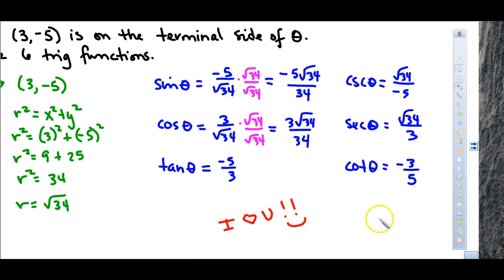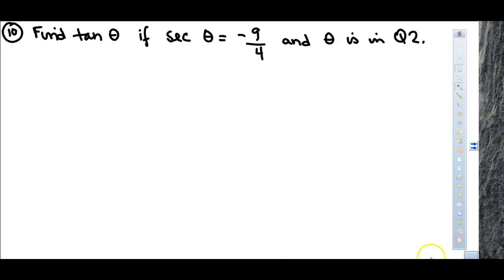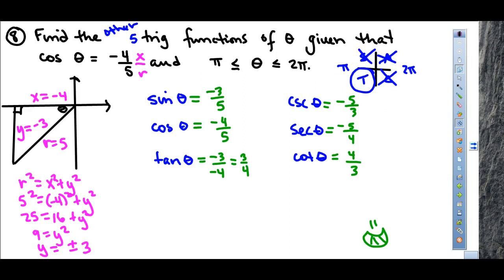Okay, are we on number 10 yet? Yes. Last one. I bet you're glad. Find tangent if secant is negative 9/4 and theta is in quadrant 2. Was I nice enough to tell you the quadrant this time and not make you figure it out like we did a while ago over here? Remember how we had to figure out which quadrant we were in? That was so nice of me not to make you do that this time.